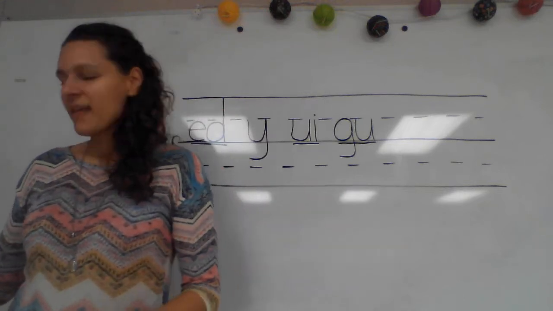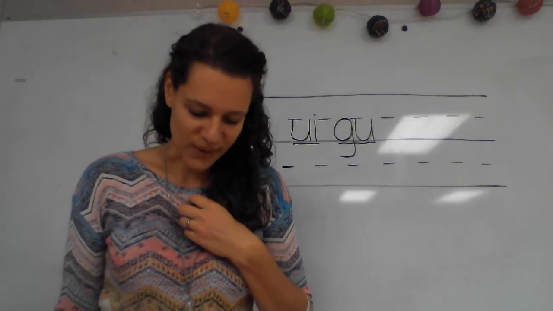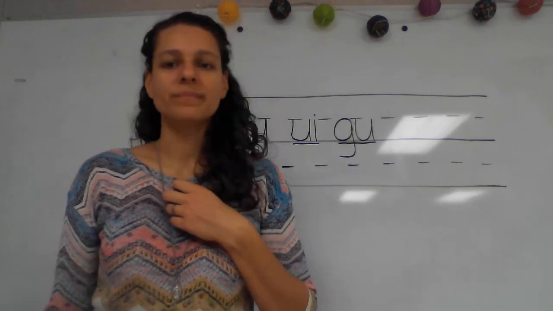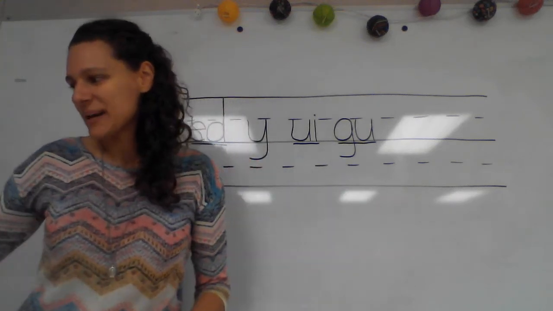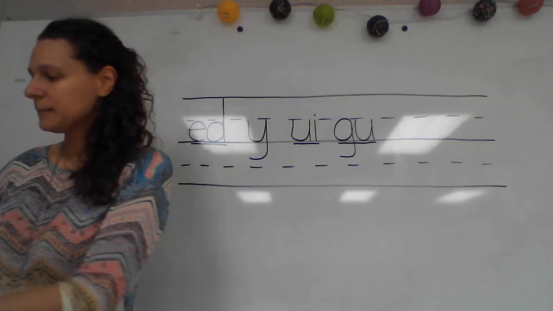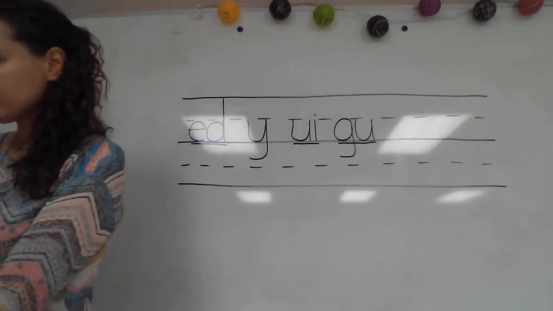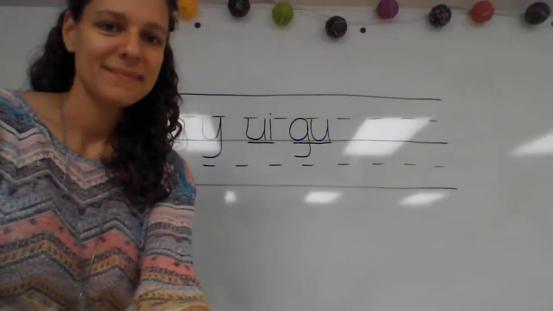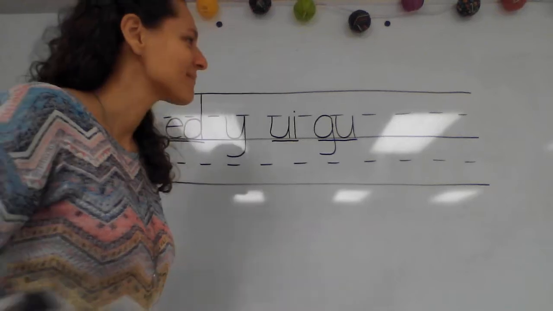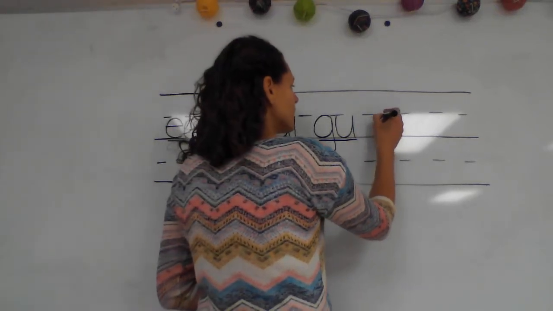All right, our next phonogram is oo, oo. What are you going to write? Very good, oo, oo. All right, say it while you write it. This is our ooh, ooh.